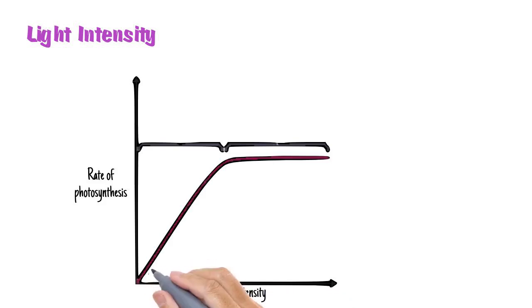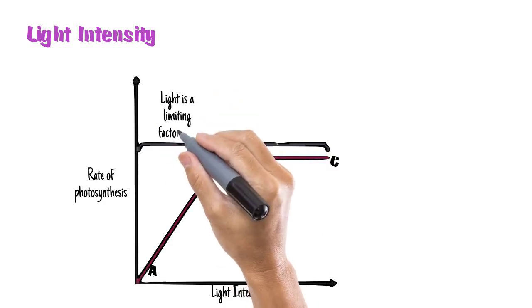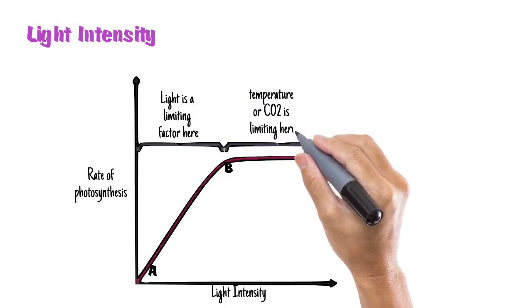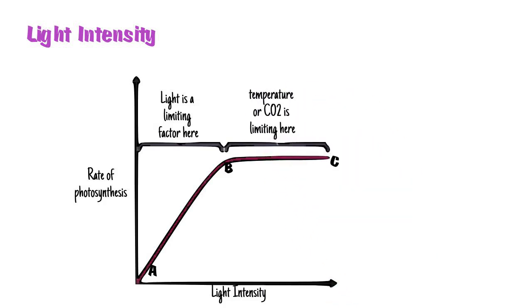As shown in the graph, as light intensity increases from point A to B, the rate of photosynthesis increases. From point B to C, light is no longer a limiting factor. Temperature and carbon dioxide concentration become the limiting factors.